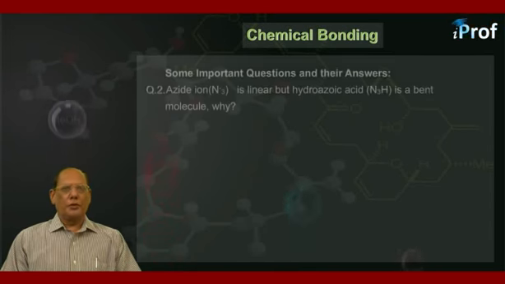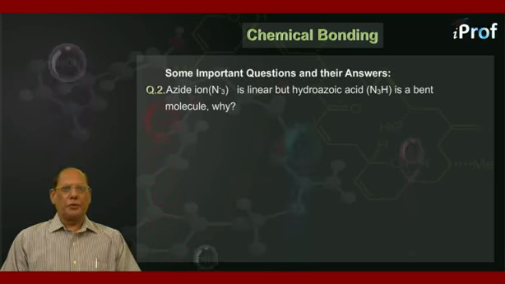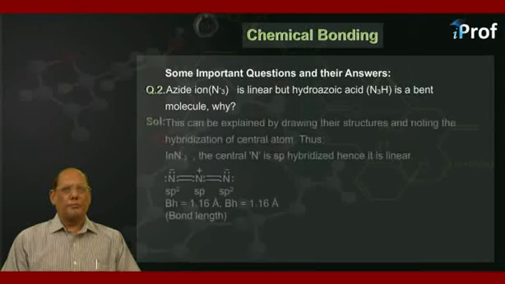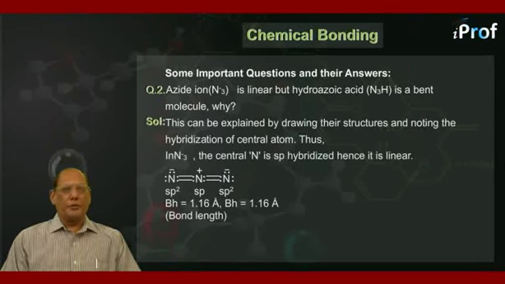Now we shall discuss some important questions and their answers. So here is question number 1. Azide ion, that is N3 minus, is linear, but hydrazoic acid N3H is a bent molecule. Why? The answer is, this can be explained by drawing their structures and noting the hybridization of the central atom.